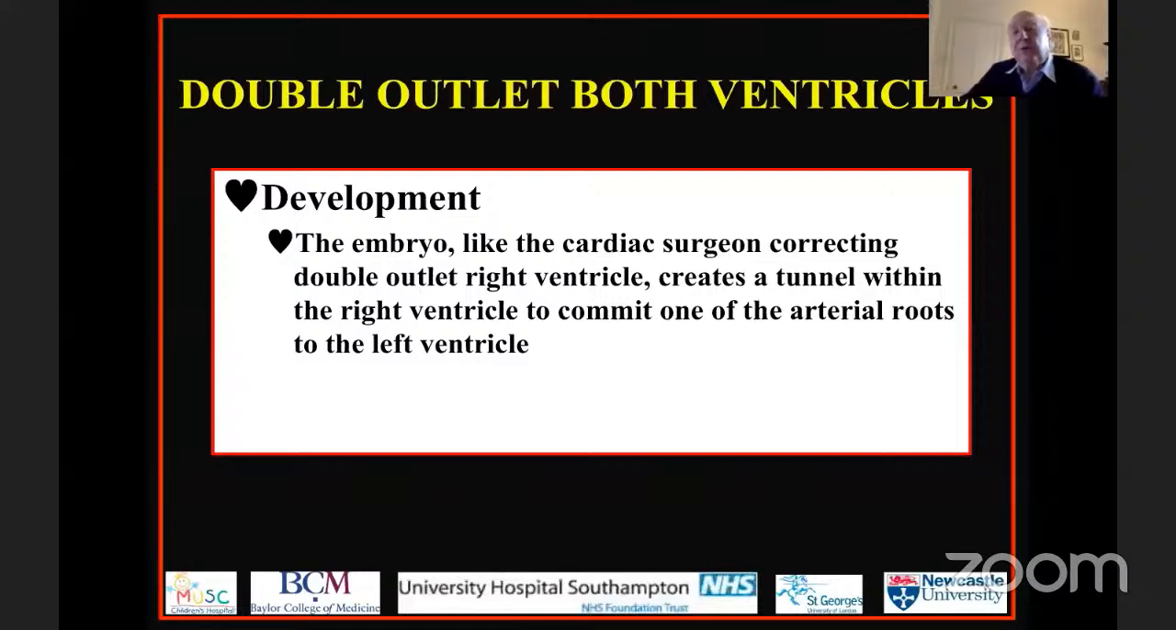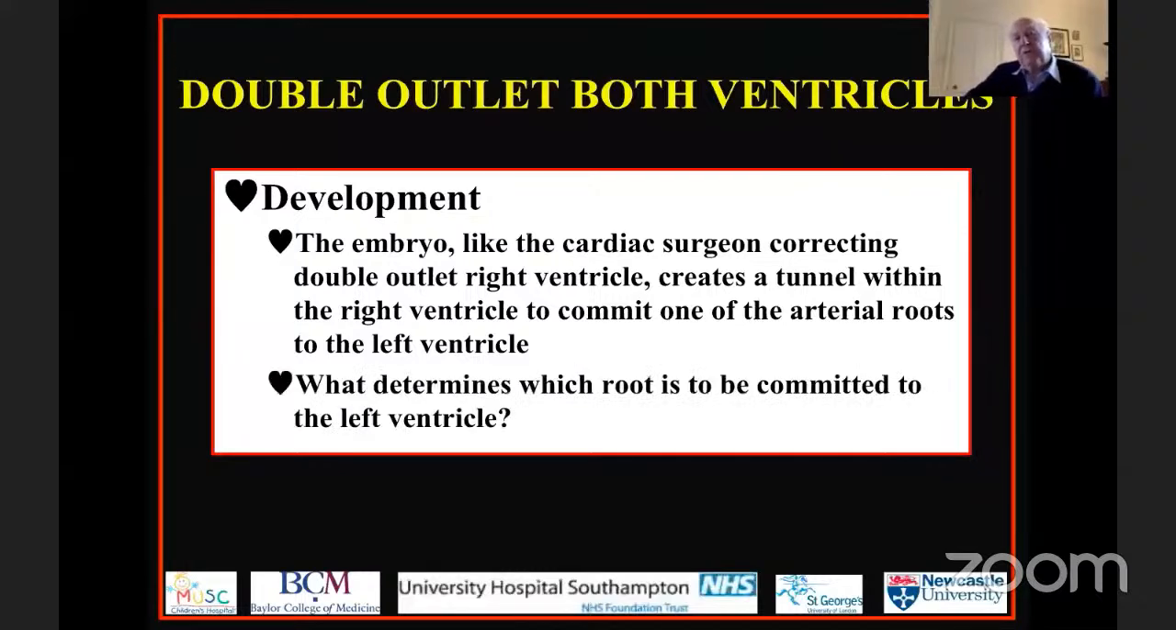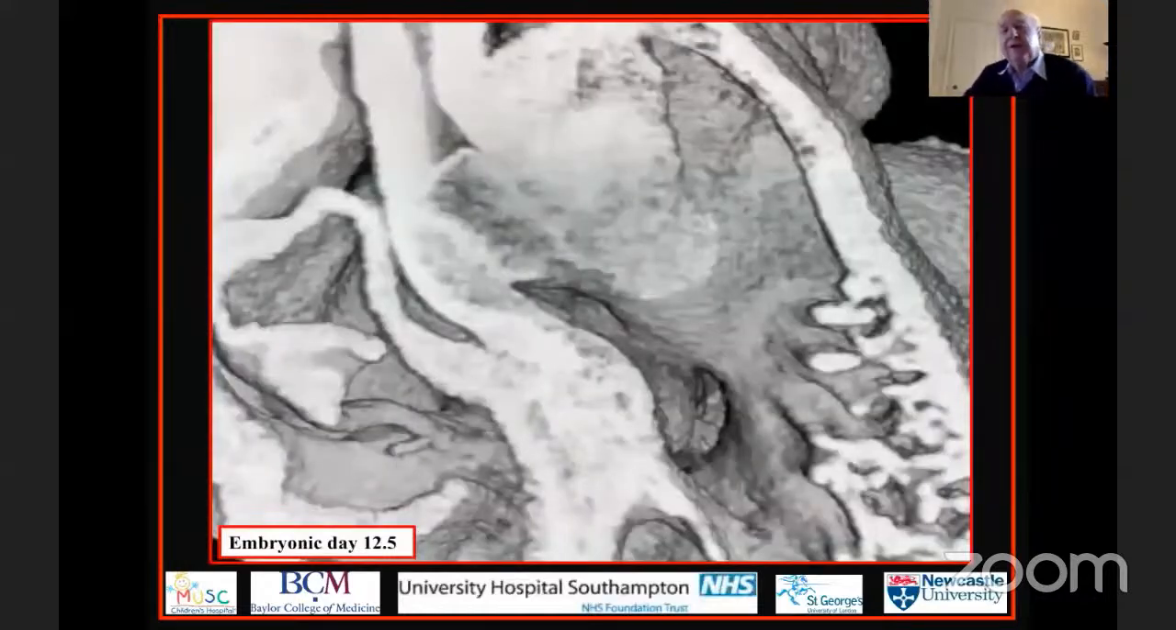And this is the key. In normal development, it is but one of those arterial roots. And of course, it is the aortic root. But what is it that determines that it is the aorta that is to be committed to the left ventricle?